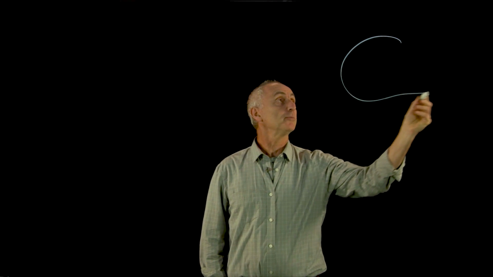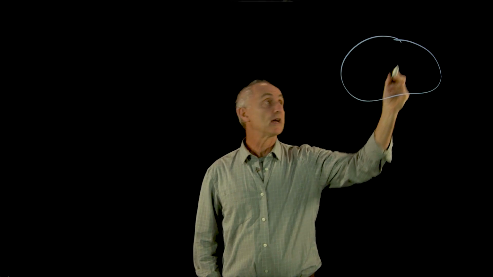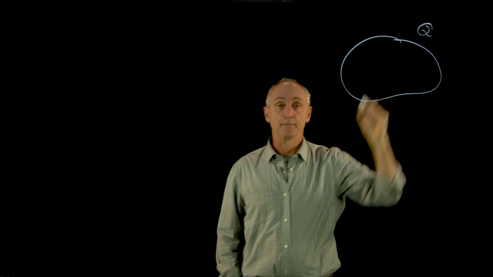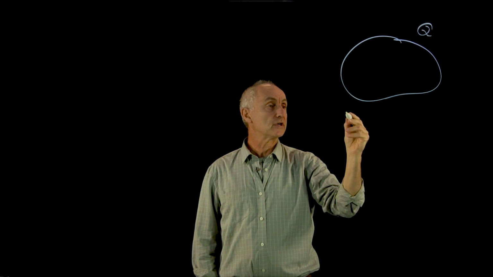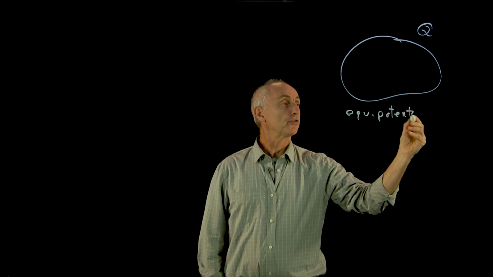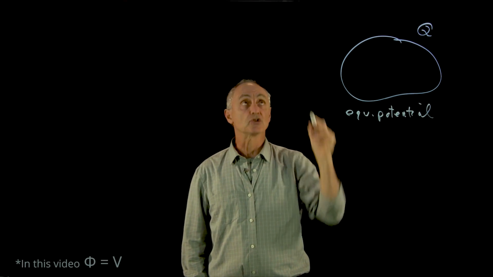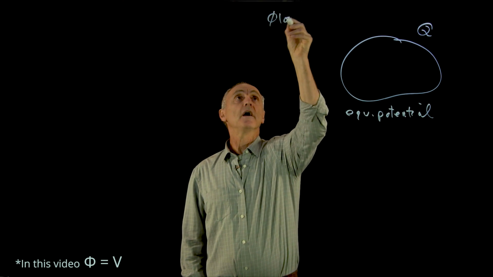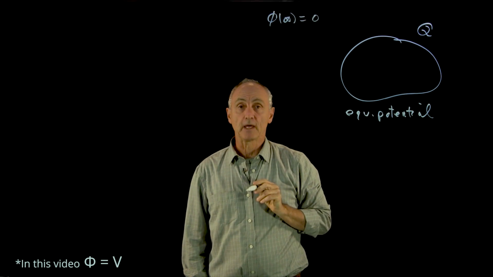Let's consider another property of our conductors. Suppose we have an isolated conductor, and that conductor has a charge Q on it. Now remember, our conductor is an equipotential. That means every point in the material of the conductor is at the same potential. And let's choose phi of infinity to be 0.